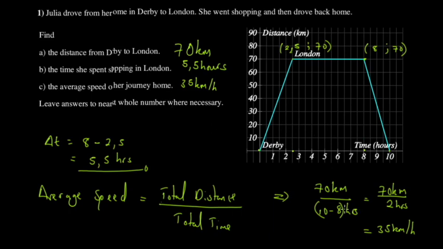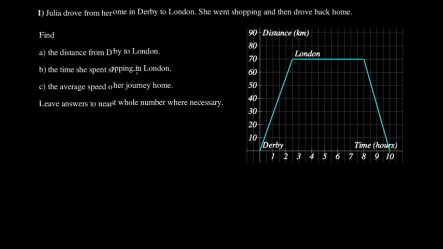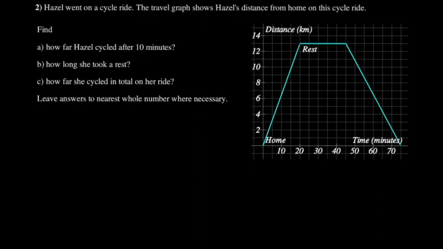Okay, so this is why we got this speed here. So that's pretty much it. Remember, distance time graphs and speed time graphs are quite different. Okay, so we're going to move over to the next question. So the next question says Hazel went on a cycle ride. So she has a bicycle and then she's just cycling. The travel graph shows Hazel's distance from her home on the cycle ride. Okay, so how far has Hazel cycled after 10 minutes?